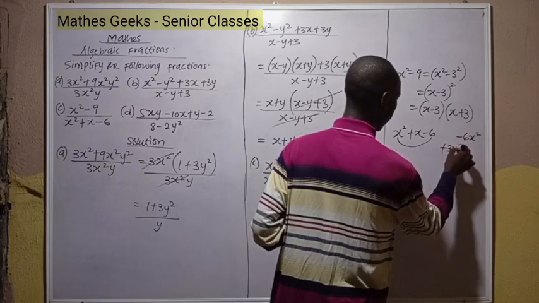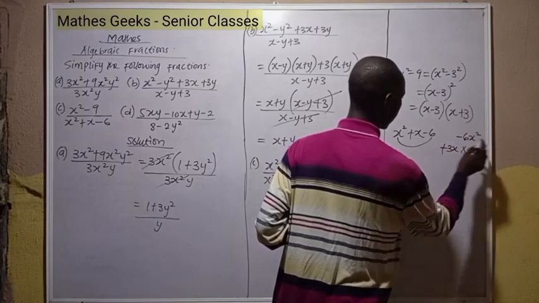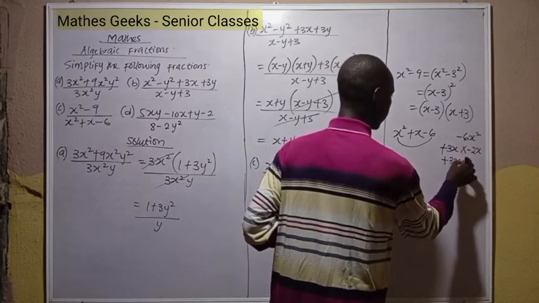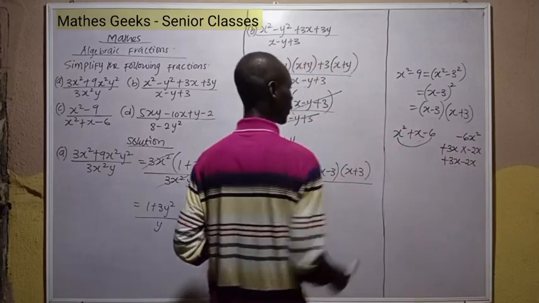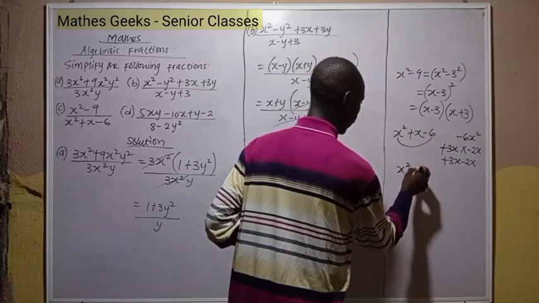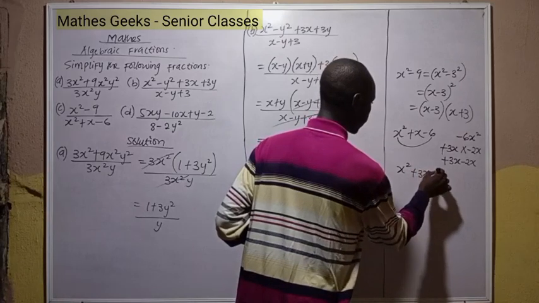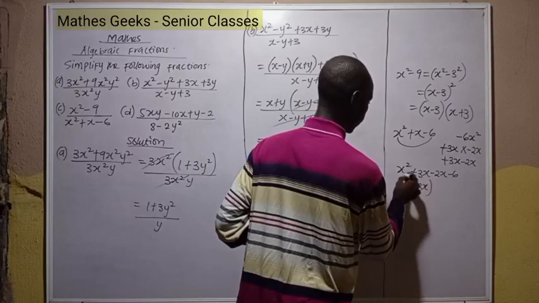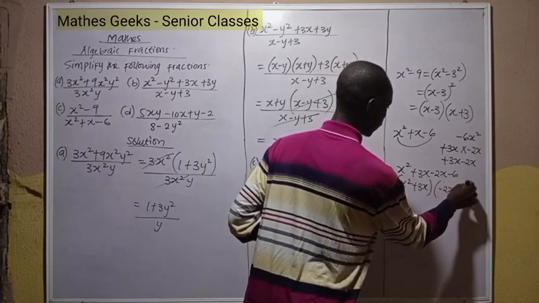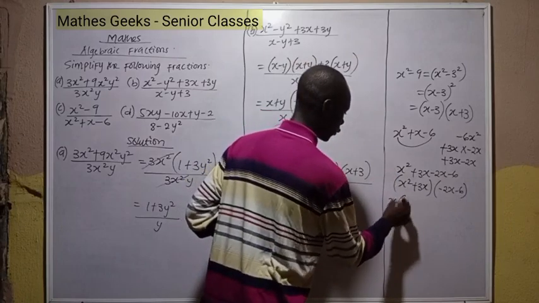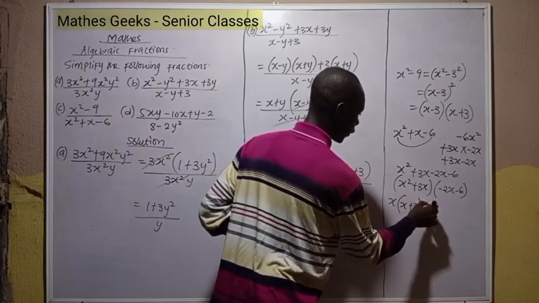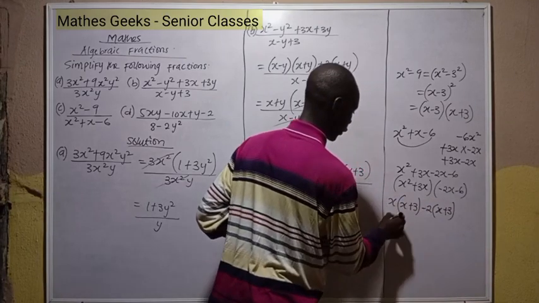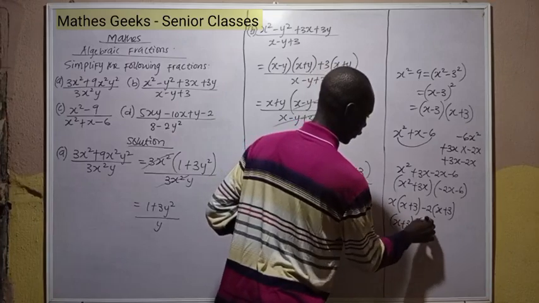So plus 3x times minus 2x will give me minus 6x squared, and plus 3x minus 2x will give me plus x. So our expression will become x squared plus 3x minus 2x minus 6. X is common, so x plus 3, and then minus 2 times x plus 3. Alright, so I'm going to have x plus 3 and x minus 2.